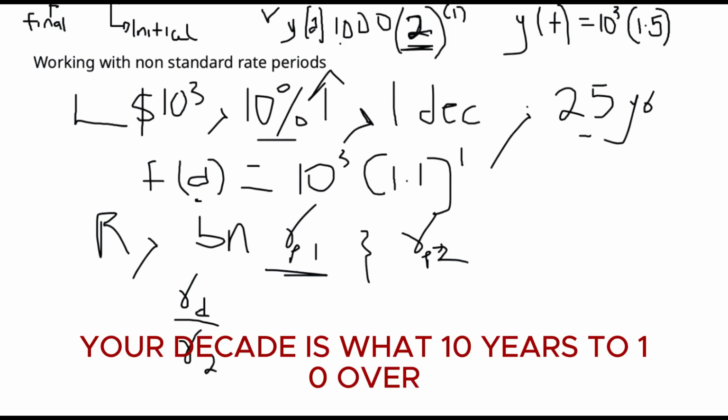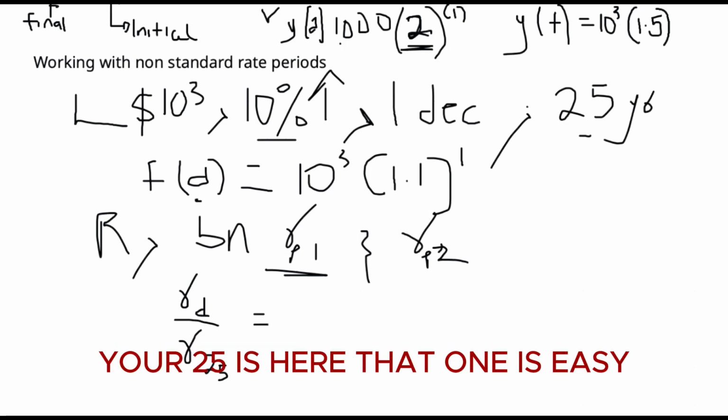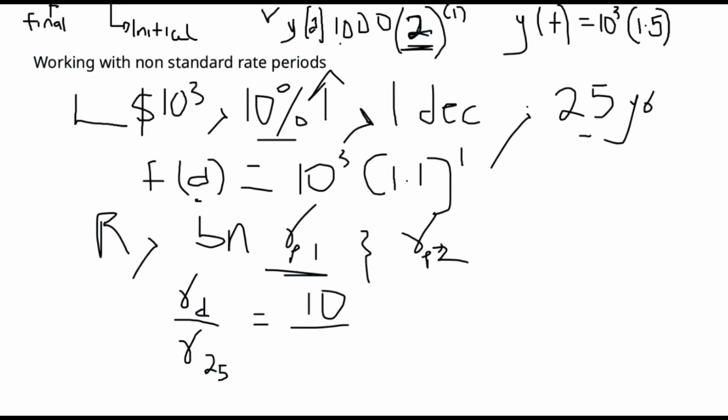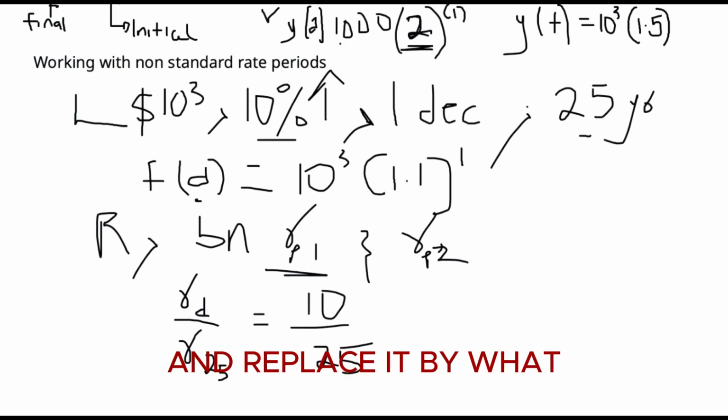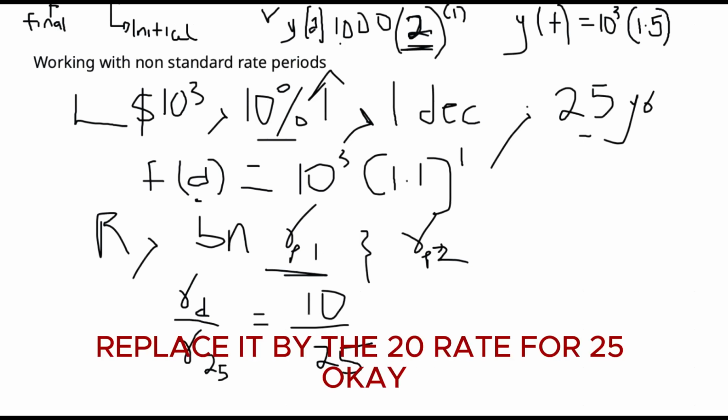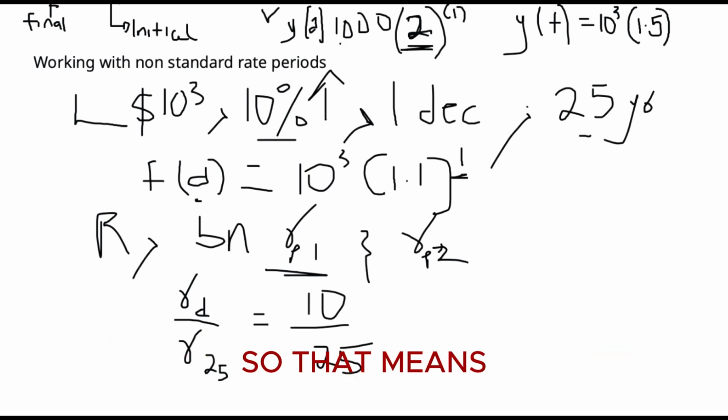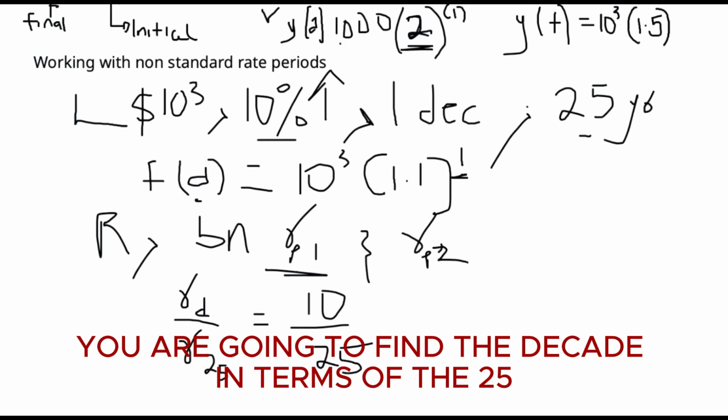Your decade is what? 10 years. So 10 over your 25 years. So 25, that one is easy. Now, what do we want to do? We want to eliminate the decade here and replace it by the rate for 25. So that means you are going to find the decade in terms of the 25.